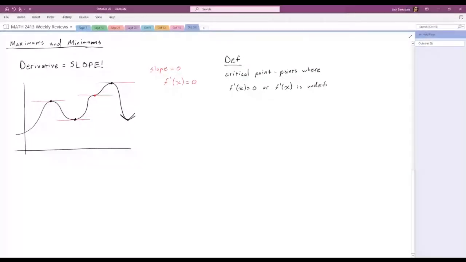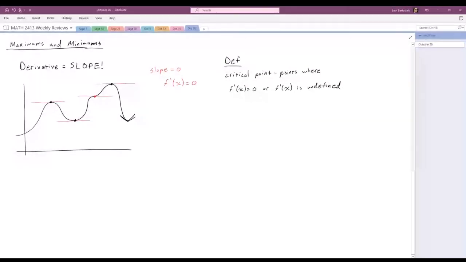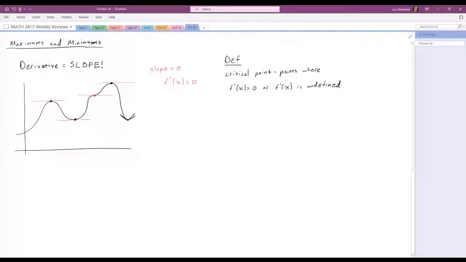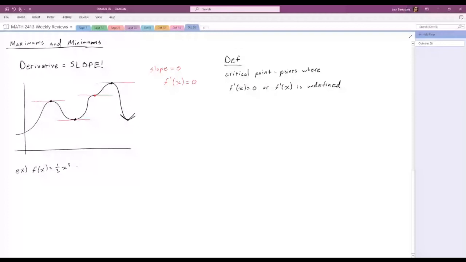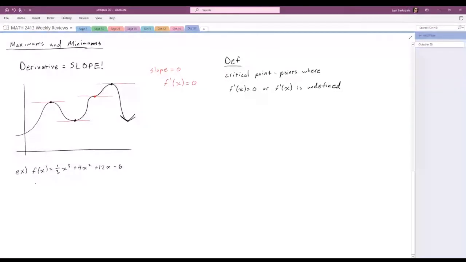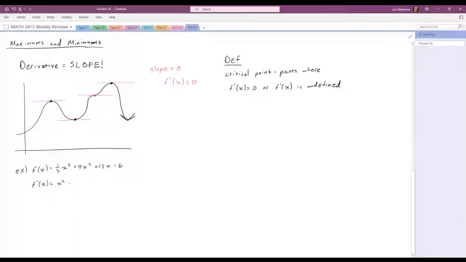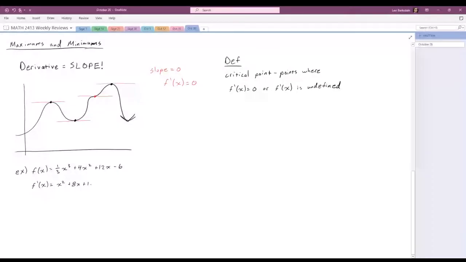Okay, so now let's take a quick example of how we might want to find some maximums and minimums. Let's say we have a function f of x, and it is equal to 1/3 x cubed plus 4x squared plus 12x minus 6. Well then, we know that all of our maximums and minimums should occur where we have a zero slope, or where our derivative is equal to 0. So we can find our derivative. It's going to be x squared plus 8x plus 12, and set that equal to 0.